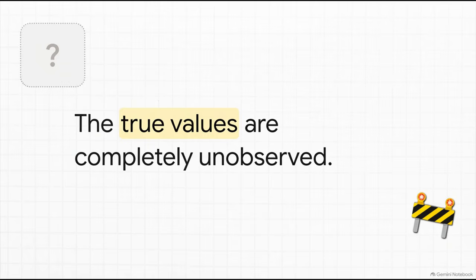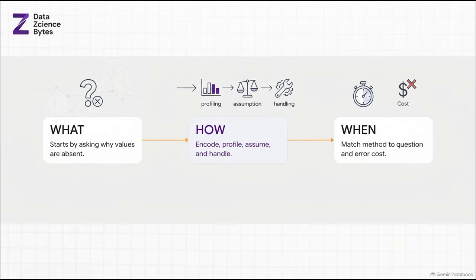Furthermore, we have to acknowledge a hard, kind of uncomfortable limit here. True missing values are completely unobserved. You literally do not have them. Because of this, no data cleaning method, no matter how advanced, can magically verify its own assumptions using only the incomplete data alone. Now, this doesn't make cleaning useless, but it does clearly define the boundary. It tells you exactly when your result deserves confidence and when you need outside evidence or careful human judgment to actually trust your findings.